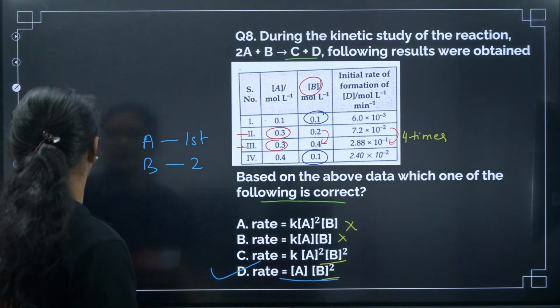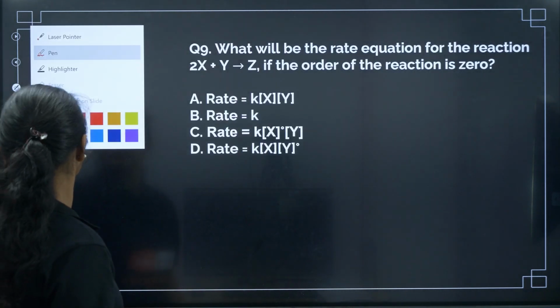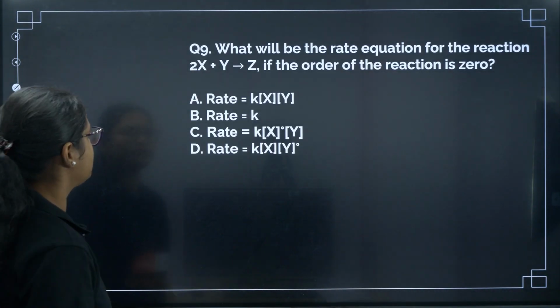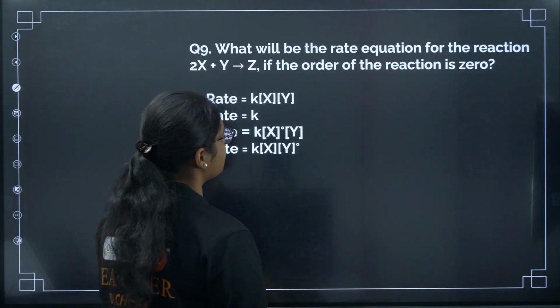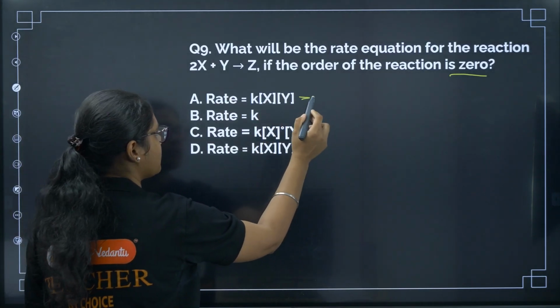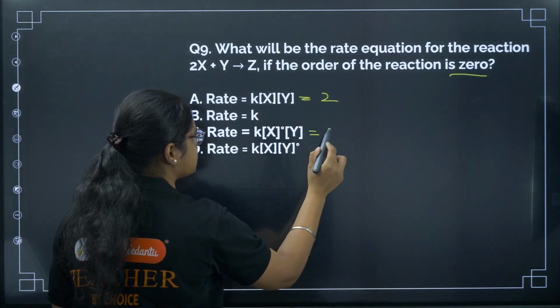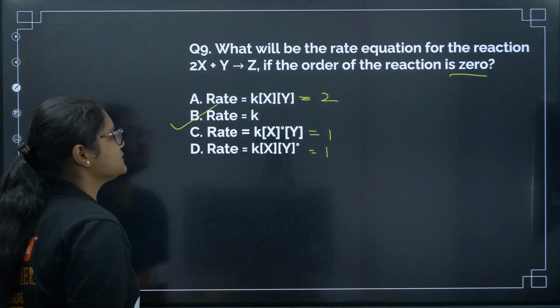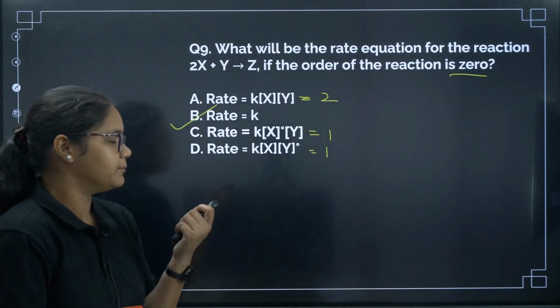Okay. Next. What will be the rate equation for the reaction 2X plus Y is equal to Z if the order of the reaction is 0? So if the order of the reaction is 0, here the order is 2, here the order is 1, here the order is 1, but here the order is 0. So the correct answer for this question will be option number B.